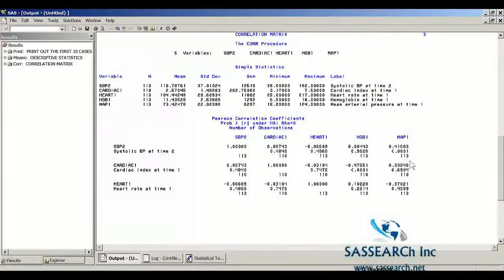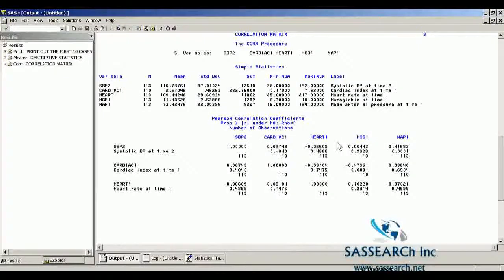And then finally, the n that was used was 113. By default, when we're doing PROC CORR, we do pairwise deletion, which means that the number of subjects included in an analysis depends on whether that subject has data for both of the variables being correlated. So here, when we're correlating cardiac index at time 1 and systolic blood pressure at time 2, only 110 observations had complete data for those two variables.